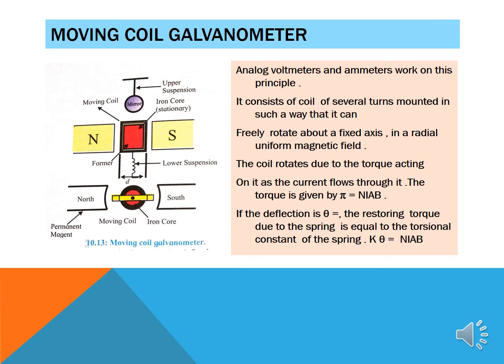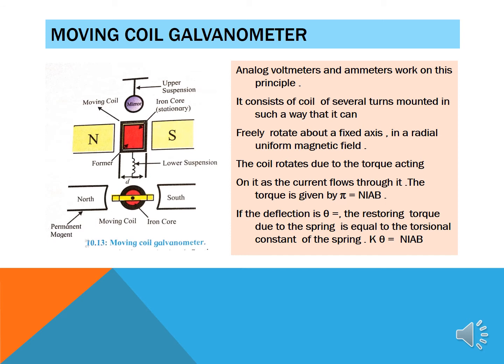Students, let's go through another topic, which is the moving coil galvanometer. A current in a circuit or a voltage of a battery can be measured in terms of a torque exerted by a magnetic field on a current carrying coil. Analog voltmeters and ammeters work on this principle. Figure 10.13 shows a cross-sectional diagram of a galvanometer.